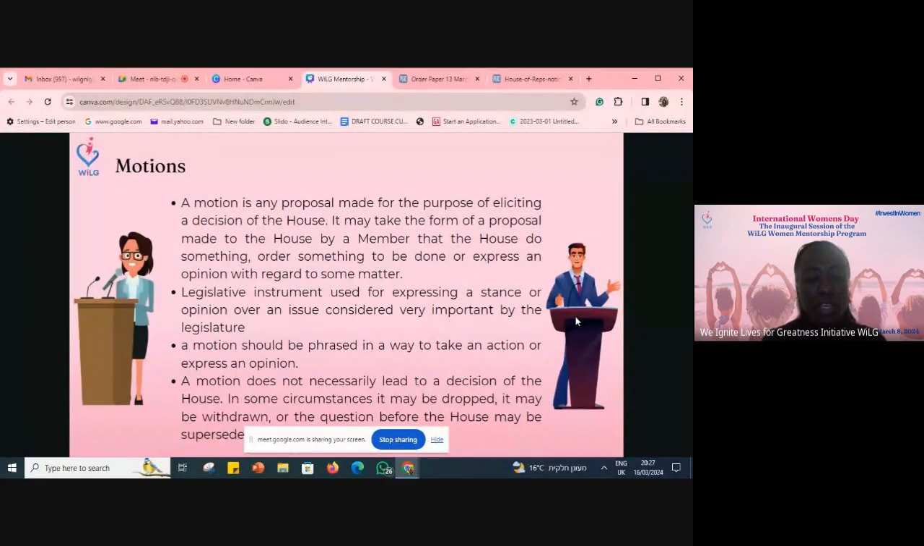I wanted to add here that a motion should be phrased in a way that requires them to take action, or it expresses an opinion. If you have an opinion about something, you can put it to the House, but most of the time it's about action. You bring a motion when you want the House to take action on a matter.